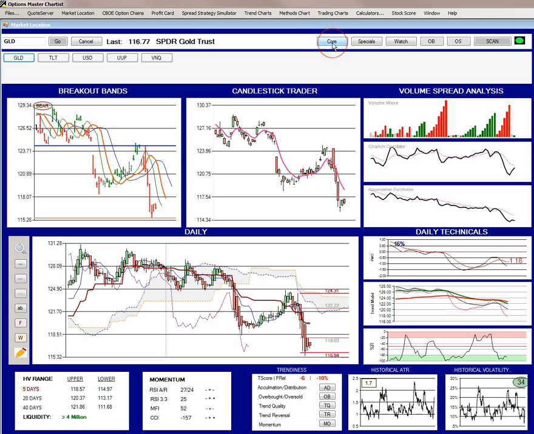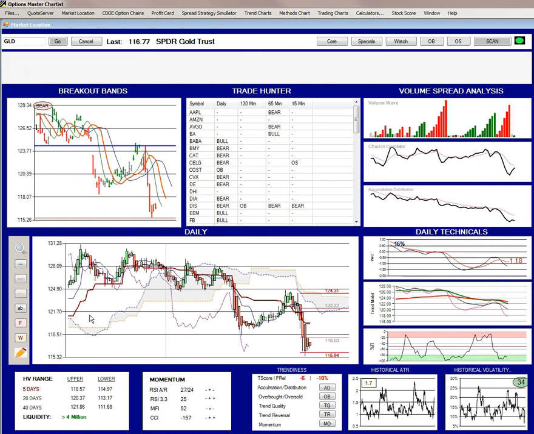And there are three major watch lists. We call them core, specials, and watch. They all function exactly the same. But when we push the scan button, we will scan all the symbols in all of these three watch lists for an OB and OS condition.